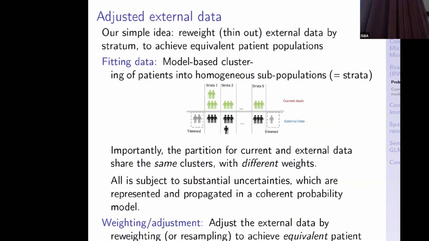One important comment about setting it up like that is the two partitions have to be aligned, meaning they have to have the same clusters, otherwise we can't talk about the kind of weighting that I already introduced. But importantly, that partition is subject to uncertainty, so we just introduce a random partition. It's a random element, an unknown parameter, it's part of our MCMC. We're going to average over it across iterations.